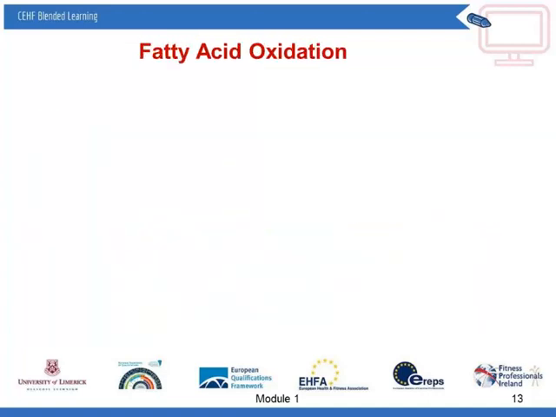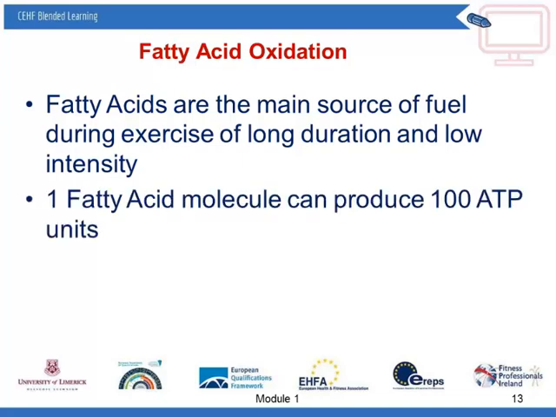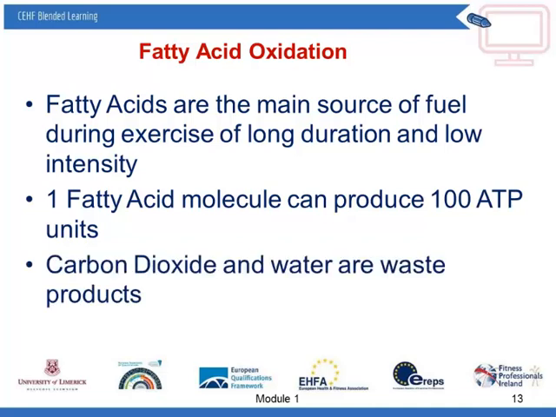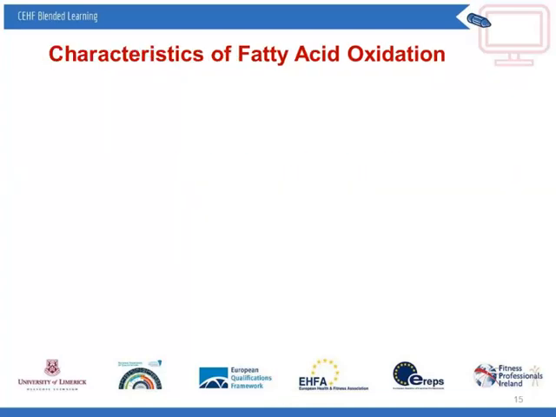The second aerobic energy system is fatty acid oxidation. Fatty acids are the main source of fuel during exercise of long duration and low intensity. One fatty acid molecule can produce 100 ATP units. Again, as with aerobic glycolysis, waste products are carbon dioxide and water. So fatty acids plus oxygen gives us 100 ATP plus carbon dioxide plus water, and heat is also given off. The characteristics of fatty acid oxidation.